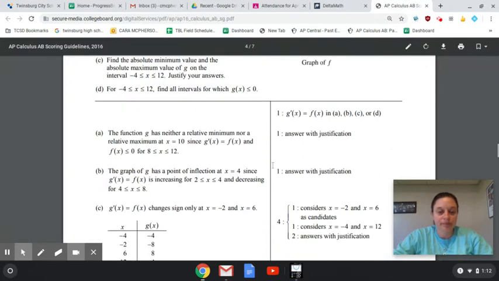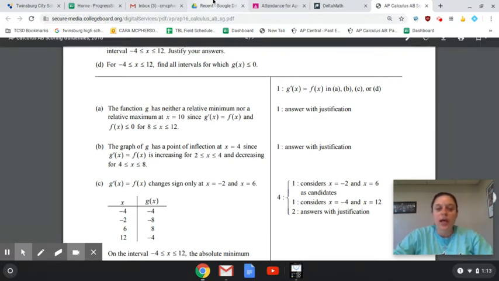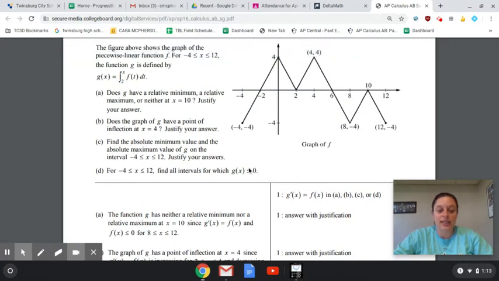We'll look at theirs. They just wrote it all in one sentence. It is a point of inflection since the derivative is increasing from 2 to 4 and decreasing from 4 to 8. I like my sign change example better. Then part C, I spent a lot of time doing part C, and I think when I looked at their answer, I actually spent more time than I should have.